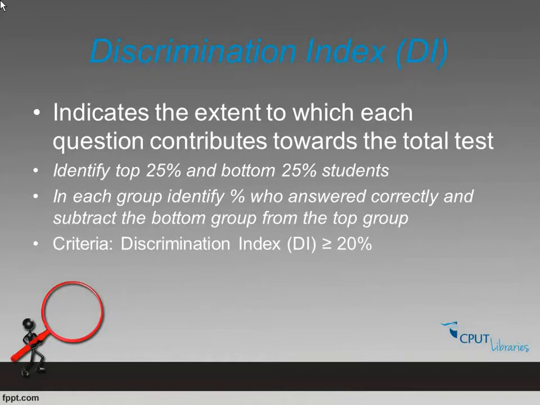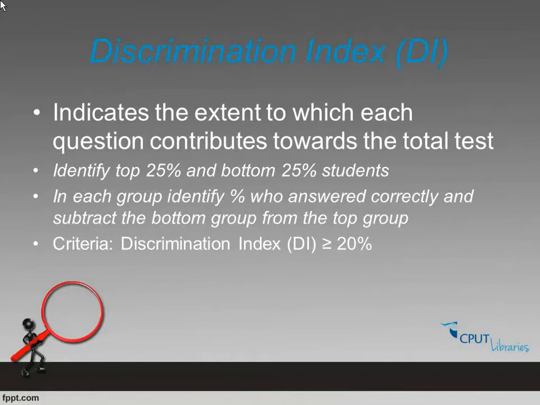The next one is the discrimination index. It sounds very technical, and I was glad that I had a statistician to help me, but it indicates the extent to which each question contributes to the total test. What it does is take the top 25% of students' marks and the bottom 25% of students' marks, and in each group it identifies the percentage who answered correctly and subtracts the bottom group from the top group. At the end of the day, your discrimination index should be equal to or more than 20%.